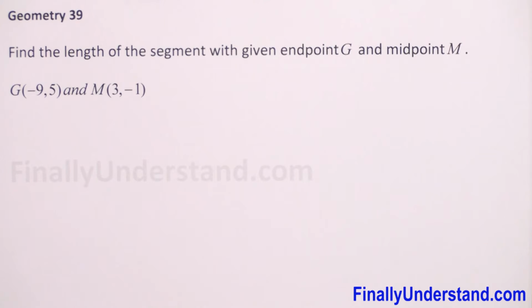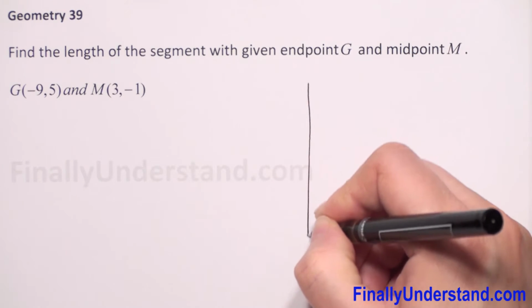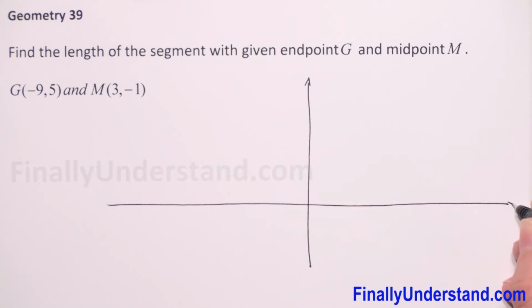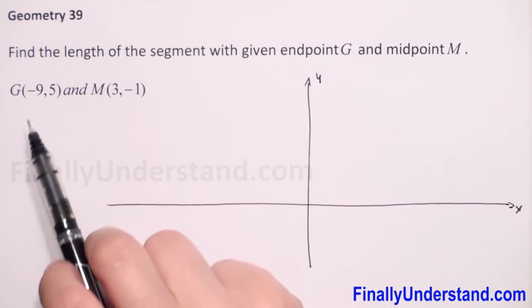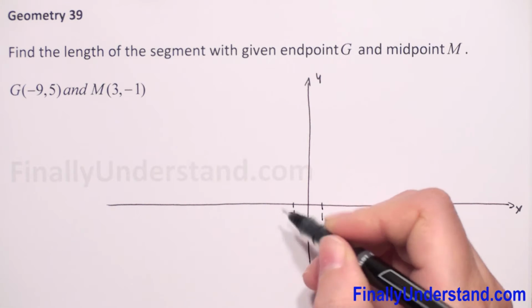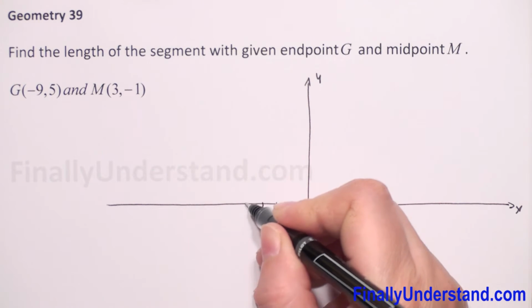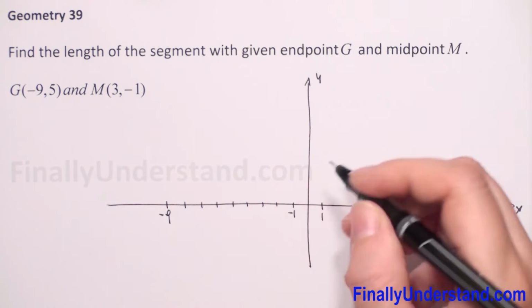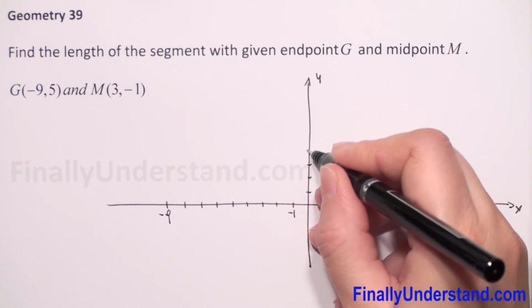Find the length of segment with given endpoint G and midpoint M. We have given G and M, so we can draw the XY plane first. We have -9, so let's choose a small unit of 1. -1, 2, 3, 4, 5, 6, 7, 8, 9, and 5. 1, 2, 3, 4, 5.